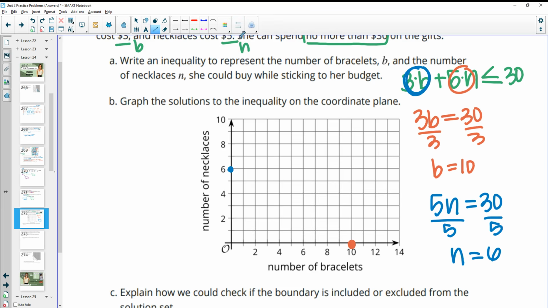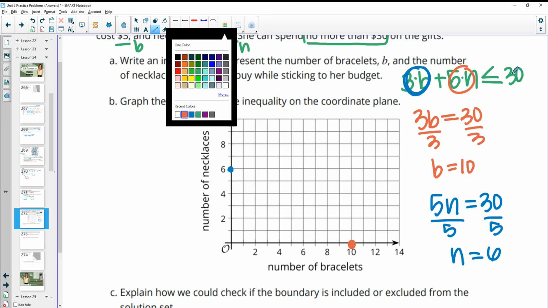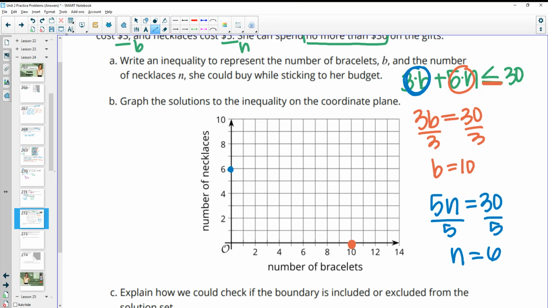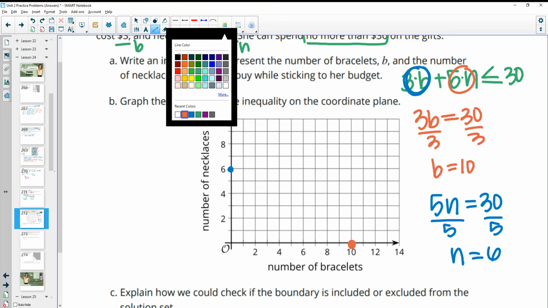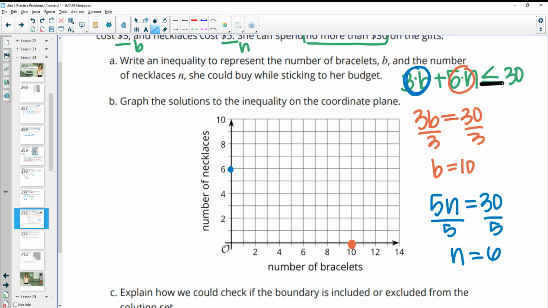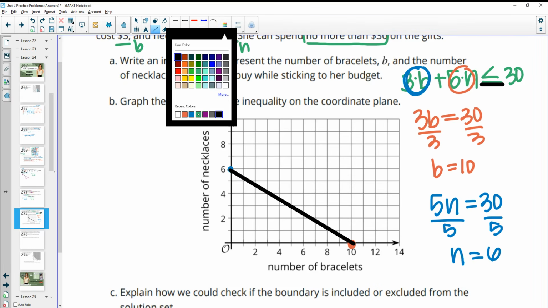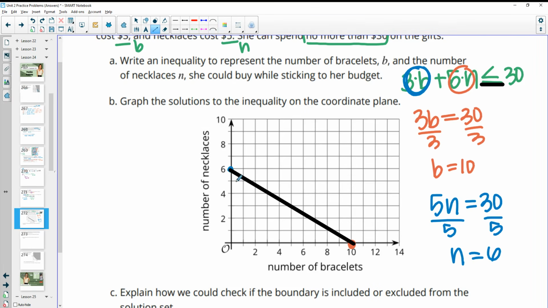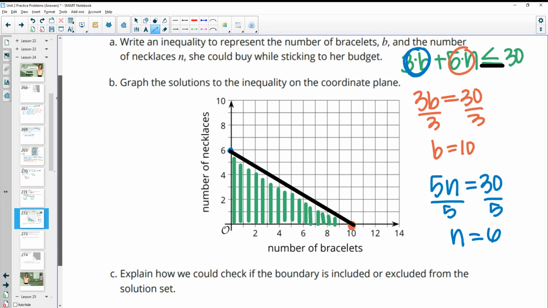Then we can just graph this line, and remember that she's allowed to spend $30. So it's fine for this line to be equal to $30, which means I'm going to keep a solid line when I connect this. And then she's going to spend anything less than this $30. So she's going to be in this region here, will be the shaded region. So anything on the boundary or below that line will be solutions.